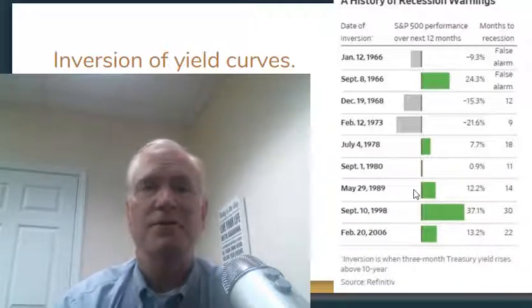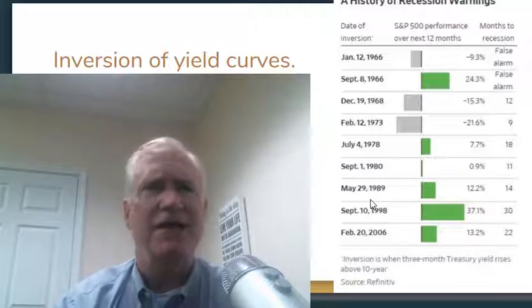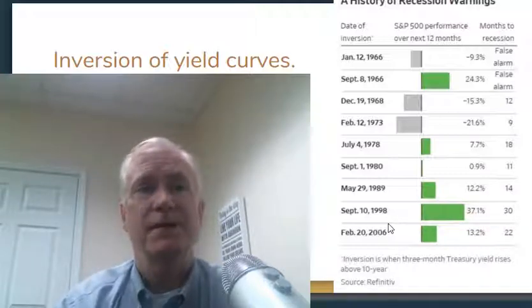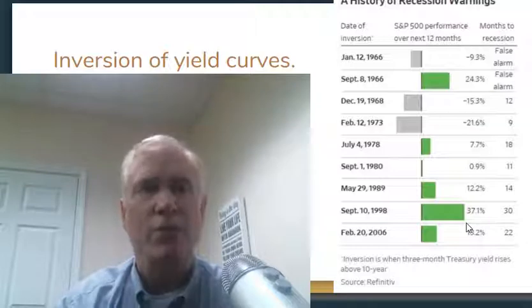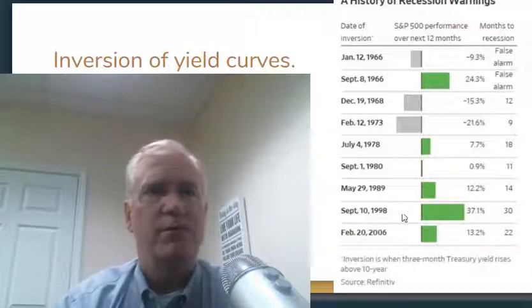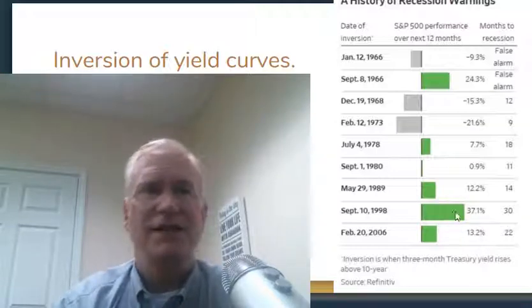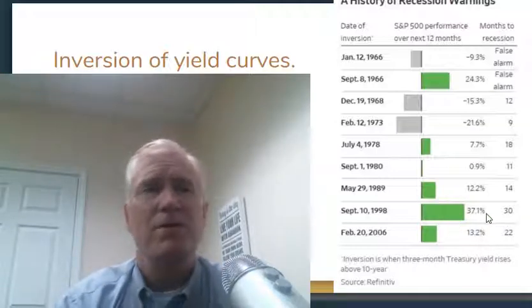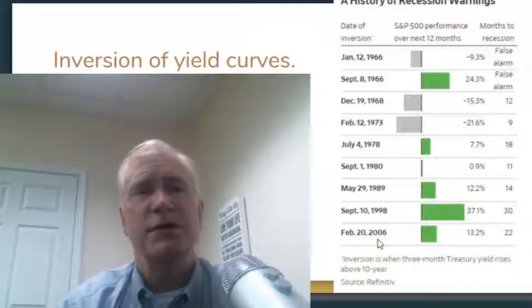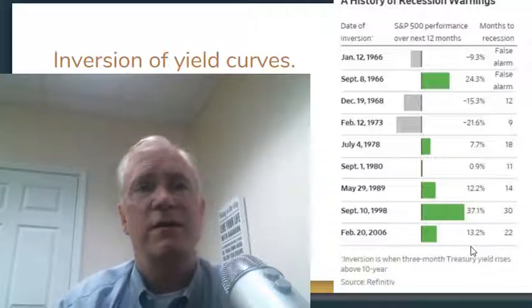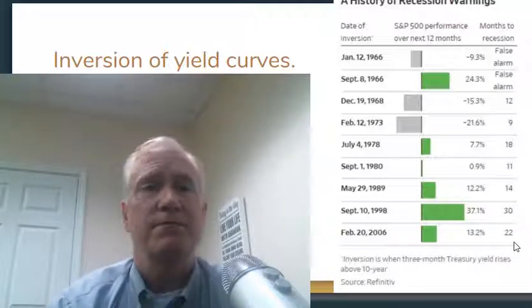Next three are super interesting now. Here's where we get into the cloudiness of this as a predictor. May 29th, 1989, 12.2%. Great return. 14 months later, a recession did show up. Then September 10th, 1998, 37.71%. Bam! You would have missed that big return, and the recession didn't show up for 2.5 years. So can you really say that one predicted the other? I don't know. It could be correlation, not causation. And then February 20th, 2006, once again, double-digit return. Recession showed up 22 months later.